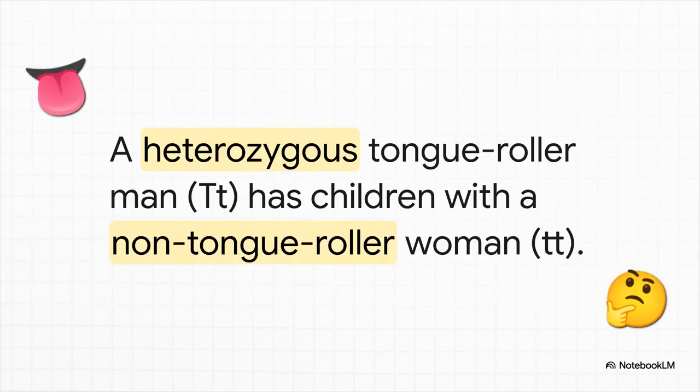So let's use a classic example. Can you roll your tongue? Believe it or not, that's a dominant trait. So let's imagine we have a guy who can roll his tongue, and we know he's heterozygous, so his genotype is big T, little t. And he has children with a woman who can't roll her tongue, which means her genotype has to be little t, little t.